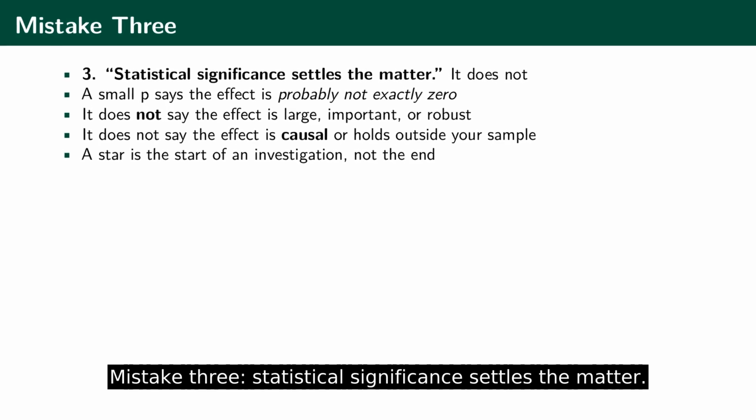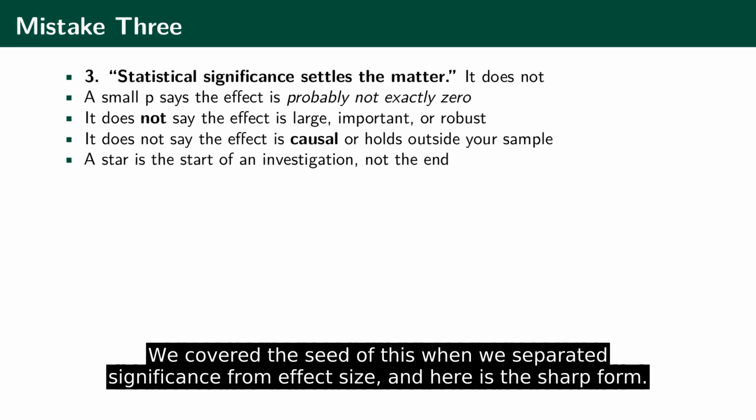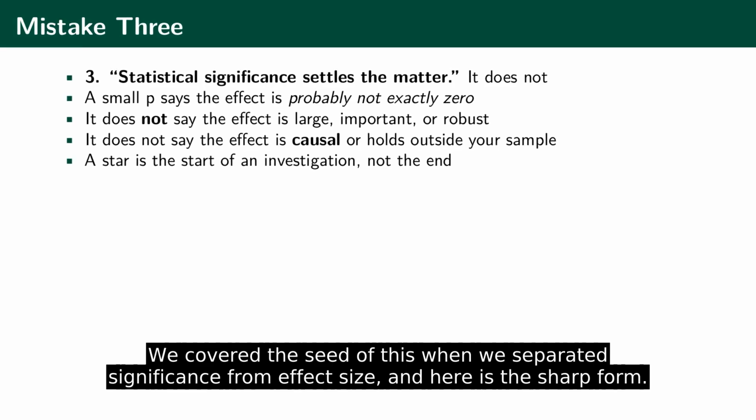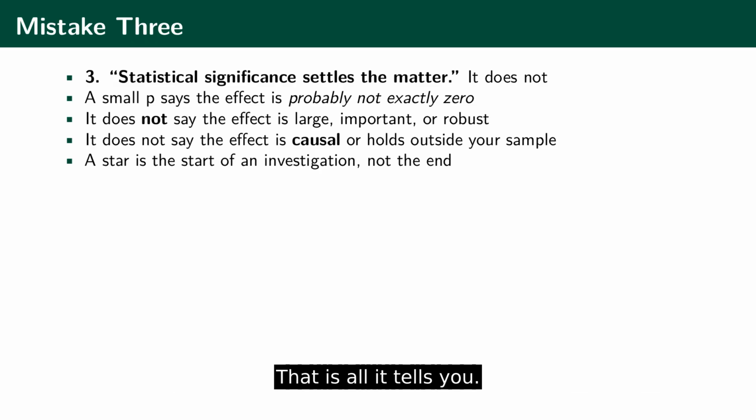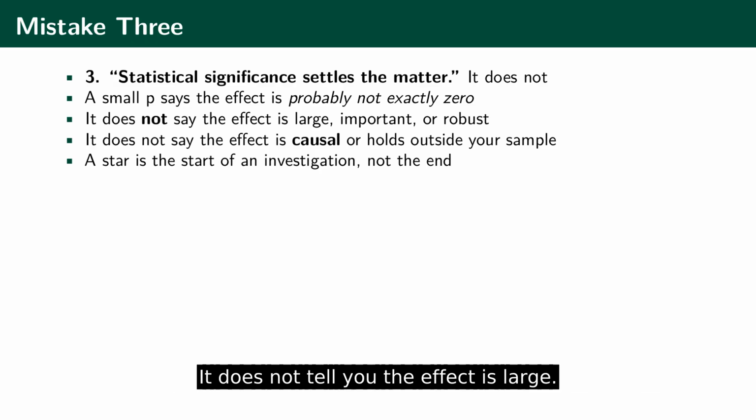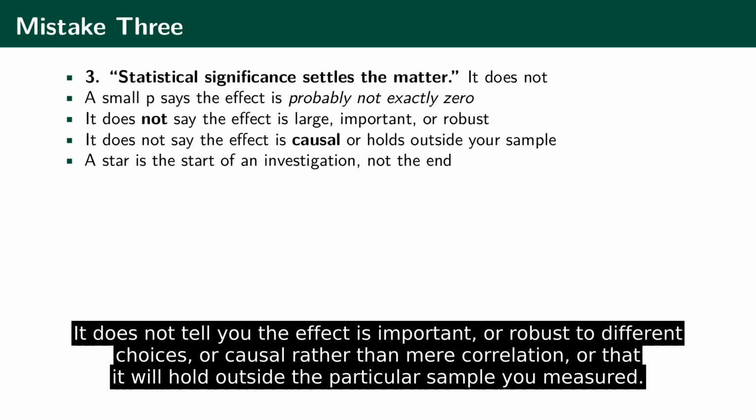Mistake 3. Statistical significance settles the matter. We covered the seed of this when we separated significance from effect size, and here is the sharp form. A small p-value tells you an effect is probably not exactly 0. That is all it tells you. It does not tell you the effect is large. It does not tell you the effect is important, or robust to different choices, or causal rather than mere correlation, or that it will hold outside the particular sample you measured.